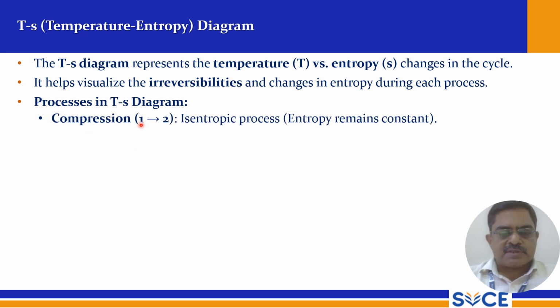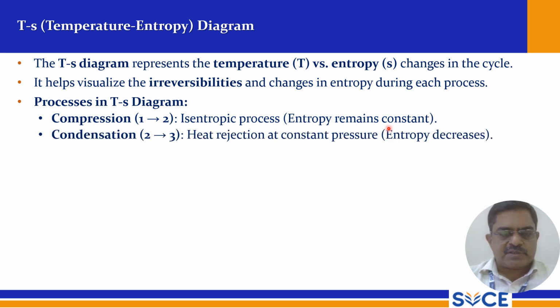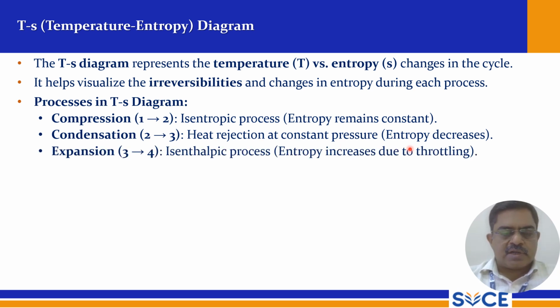In the compression cycle, it is isentropic compression, where entropy remains constant. Condensation is 2 to 3, heat rejection at constant pressure, where entropy decreases. Expansion is 3 to 4, an isenthalpic process where enthalpy is constant. Entropy increases due to the throttling process.